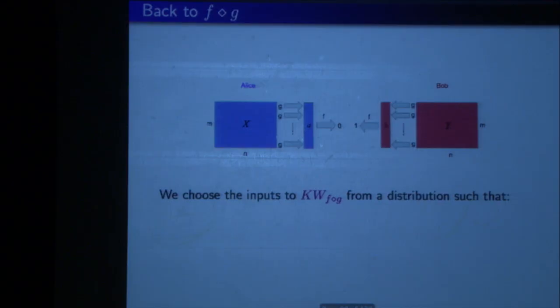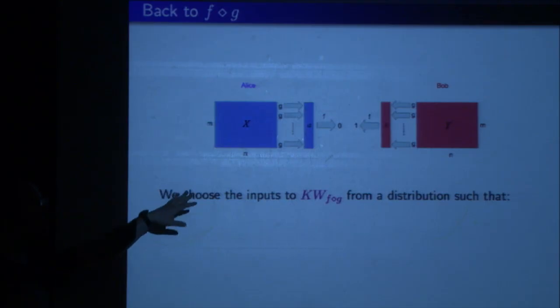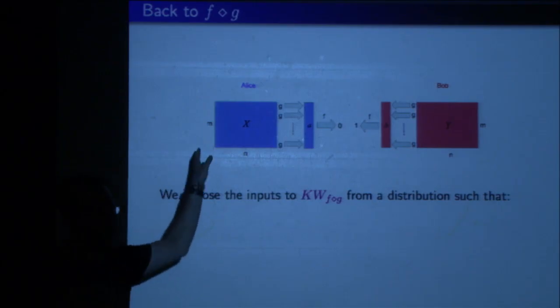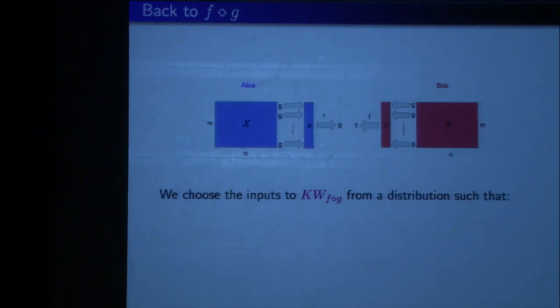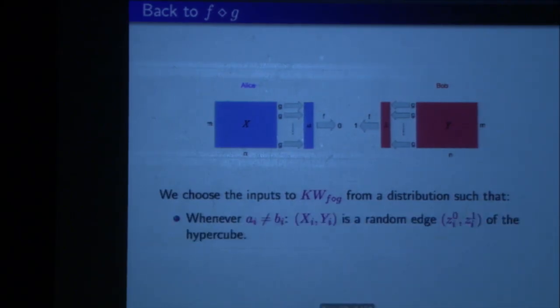Okay. Let's go back to the composition. Now we are going to choose a distribution for the inputs for the players. Since I said that there are no hard distributions, I should say that the reason we can use a distribution here is that the distribution is going to depend on the protocol itself, and this is not ruled out by the min-max principle. But okay, so now that I said it, we are going to choose the inputs X and Y to Alice and Bob from some distribution. And I'm not going to describe this distribution, but I'm going to give you some essential properties of it.